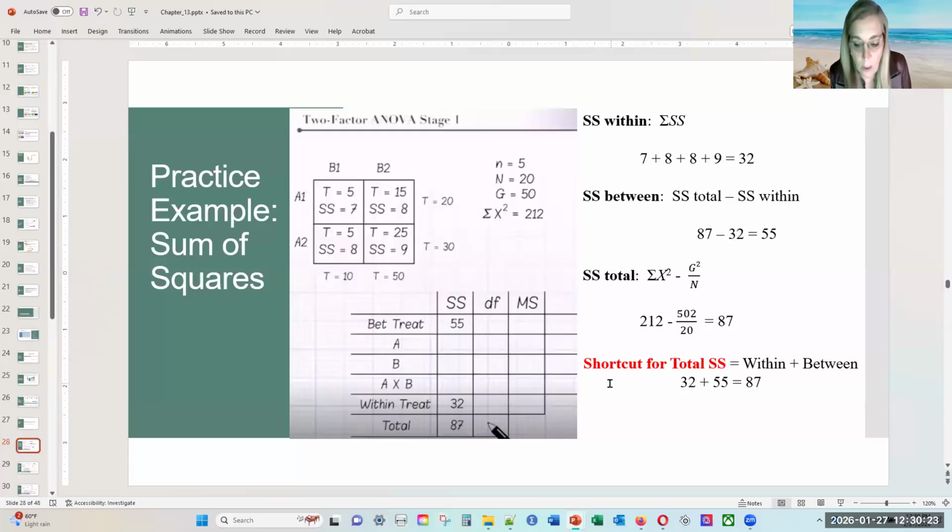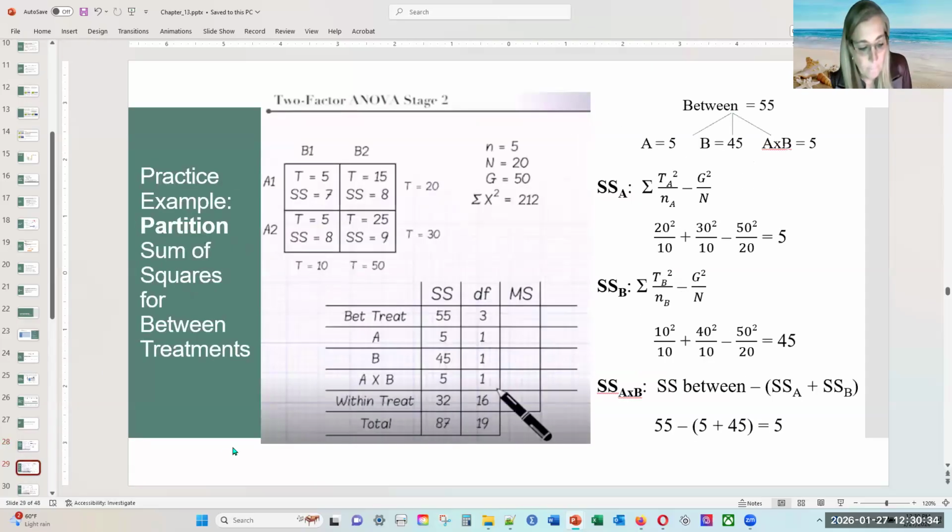Oh, and the shortcut, pardon me, for the total was just adding the within and the between is another way to do it. Okay, so between equaled 55. And you can see the sum of squares for factor 8.